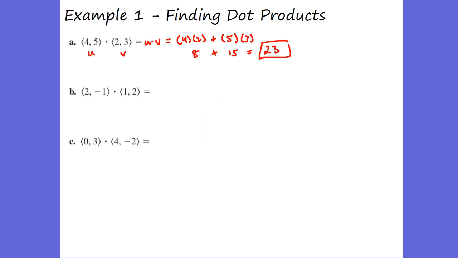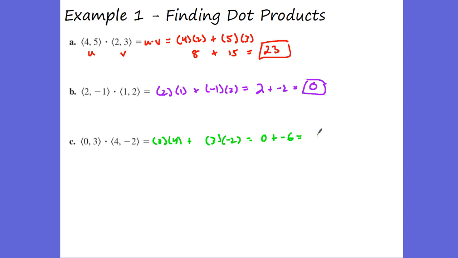Now let's take a look at this next one. This next one we have 2 times 1 plus negative 1 times 2, which gives you 2 plus negative 2, which gives you 0. So in this case, we got 0 for these two values. And last we have 0 times 4 plus 3 times negative 2, which gives you 0 plus negative 6, gives you negative 6. I hope you can see in every single one of these dot products, we're left with just one value, a magnitude, a scalar quantity.